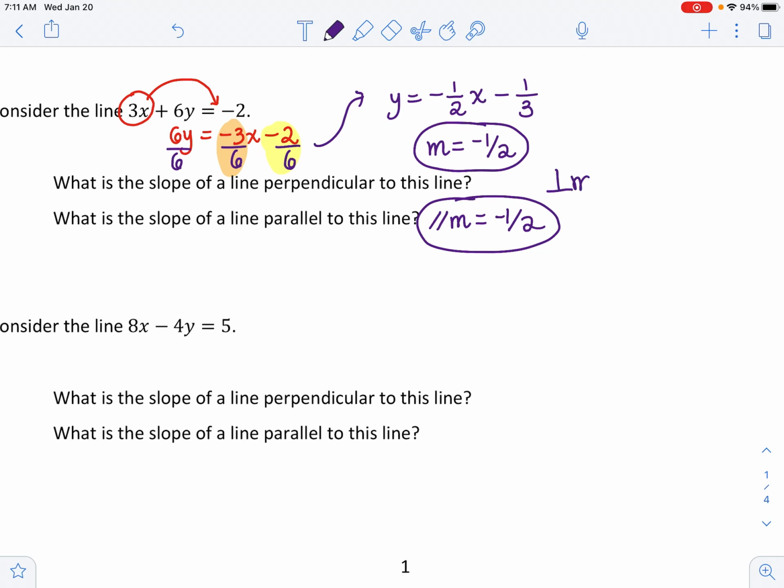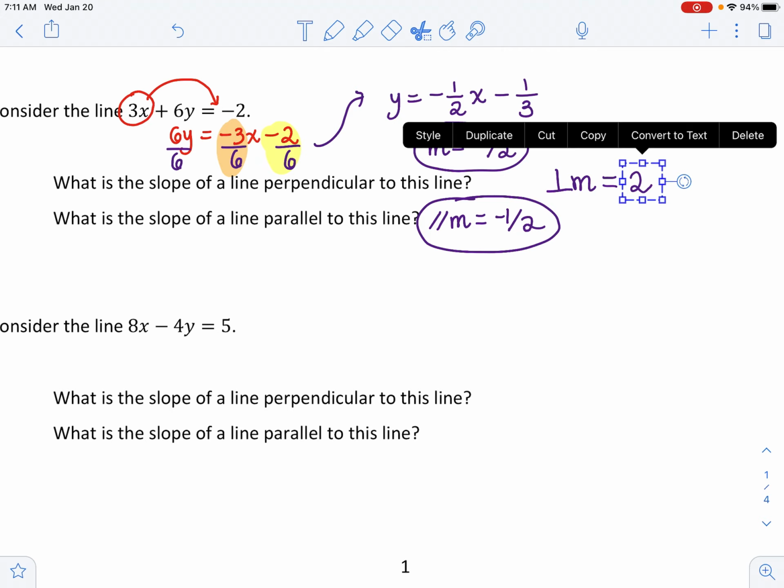Perpendicular, I'm doing upside down t. Should be opposite in sign. Notice this was a negative number, so the perpendicular slope should be positive. And if you flip 1 over 2, what's that going to be? That's going to be 2 over 1. So the perpendicular slope is just positive 2. Okay? And for a positive number, I don't need to put the positive sign in front of it.